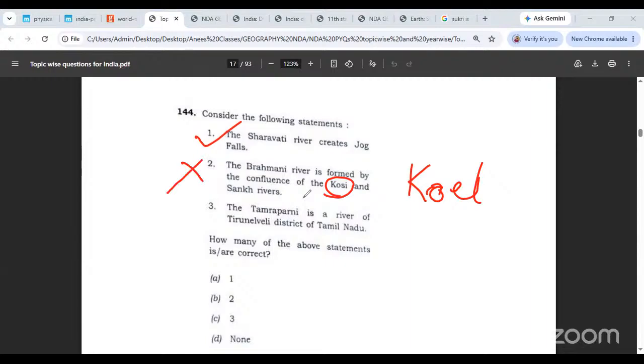Okay. Tamraparni is a river in Tirunelveli district of Tamil Nadu, an east flowing river from Tamil Nadu. Yes, very true. So we say 2 statements are correct. Okay.